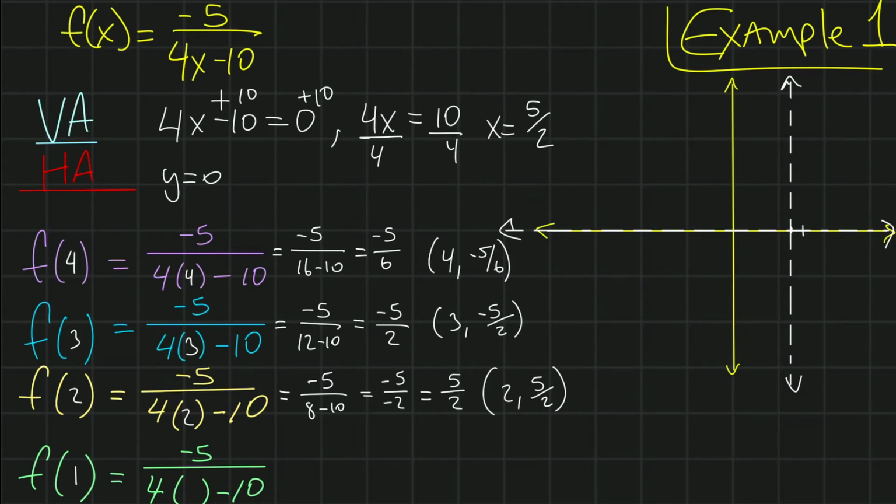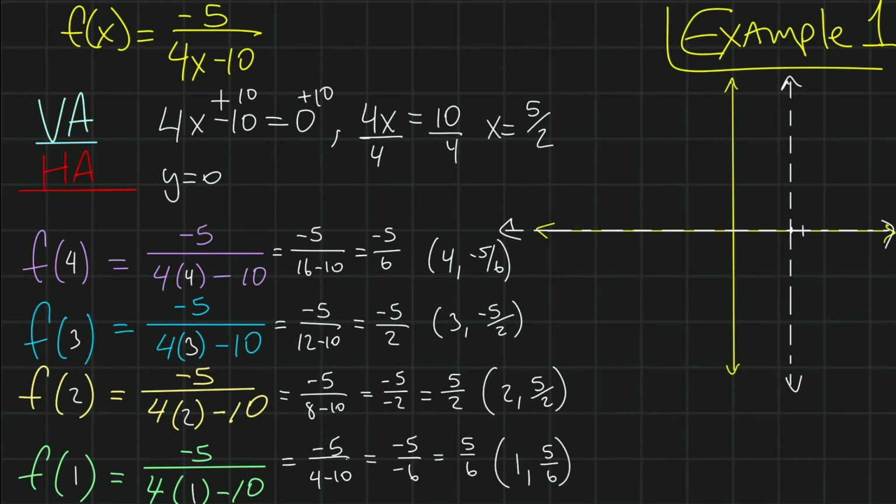And lastly, when I plug in the 1, I'm going to get -5 divided by 4 minus 10. 4 minus 10 is -6, so that's -5 over -6. Negative divided by negative is positive, so it's going to be 5 over 6. And the point will be, when x is equal to 1, my y value will be 5 over 6.